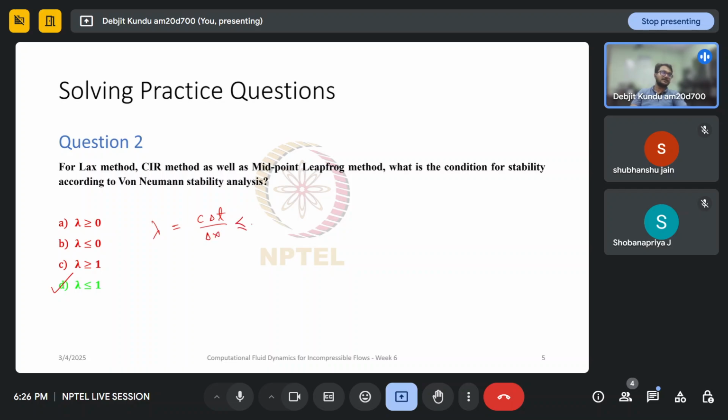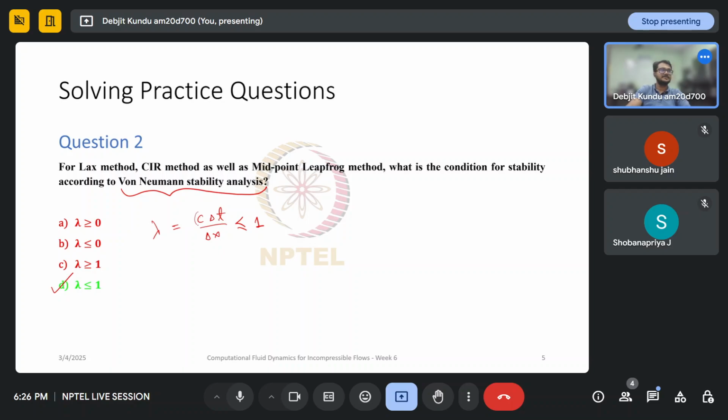This should be less than or equal to 1. That is the condition for stability. There's an intuitive way of thinking about this. Of course, you can go mathematical and use von Neumann stability analysis. We haven't learned that yet. In one of the later lectures, we will learn the exact way to perform this stability analysis for any given scheme. But apart from the math, there's an intuitive way of thinking about this.